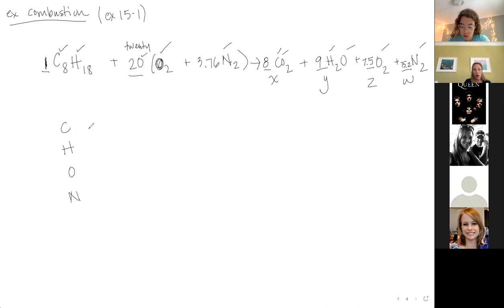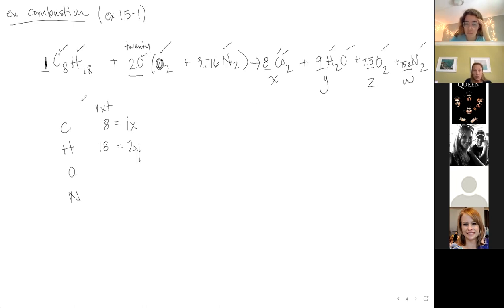So for carbon, on my reactant side I have 8 carbons, and on my product side I have one carbon here. I have no other carbons, so therefore it's equal to 1x. For my hydrogens, I have 18 on my reactant side, and on my product side I have 2 hydrogens here. I don't see them anywhere else, so this has to be equal to 2y.